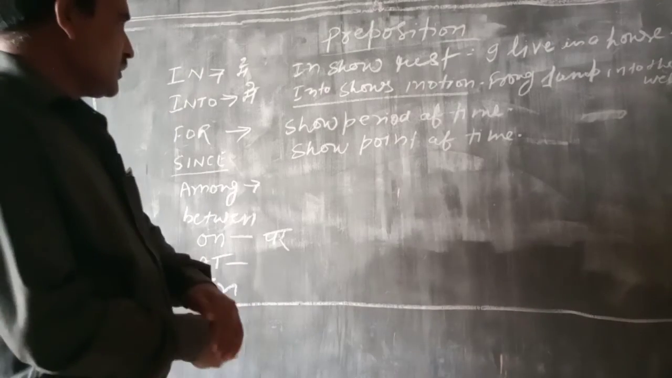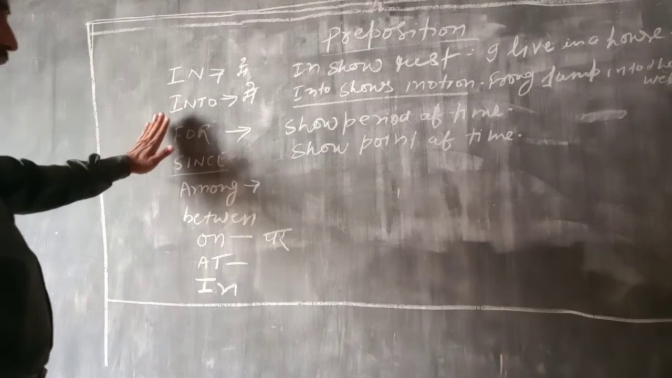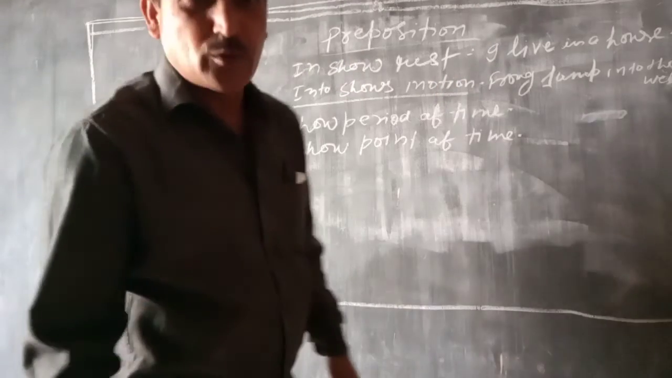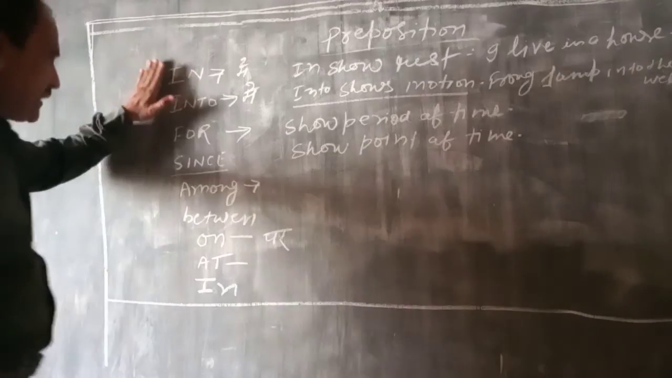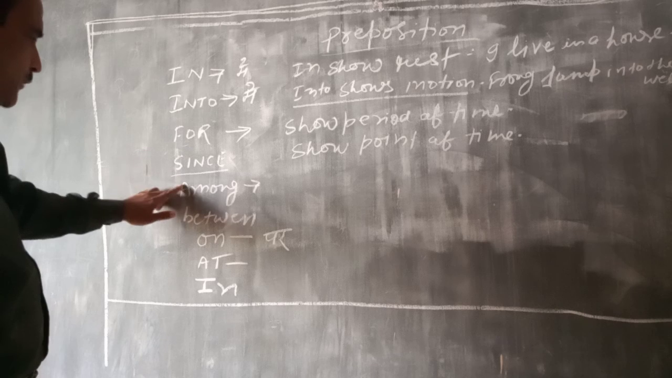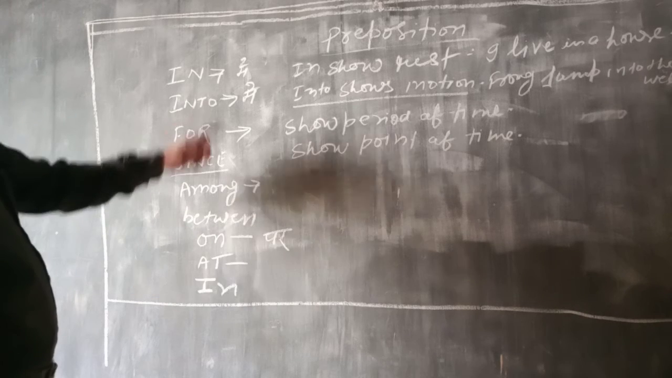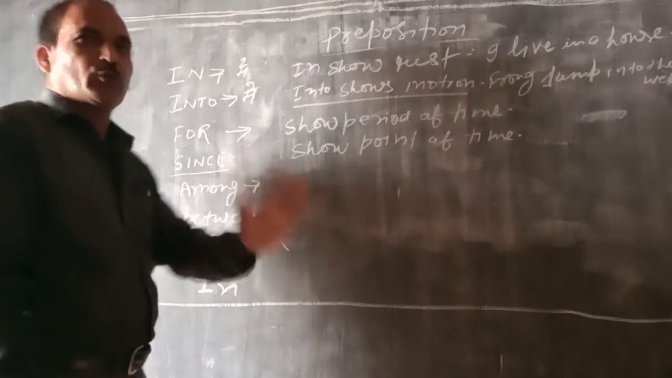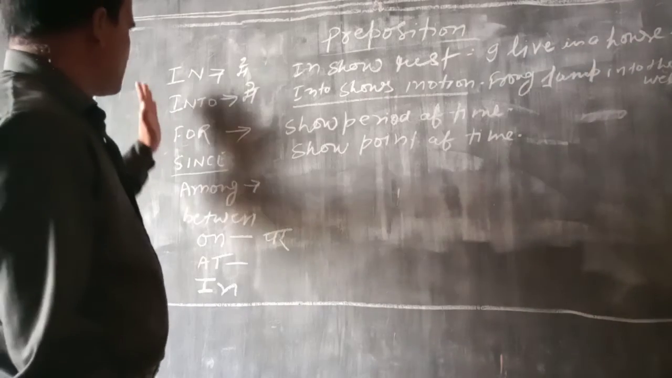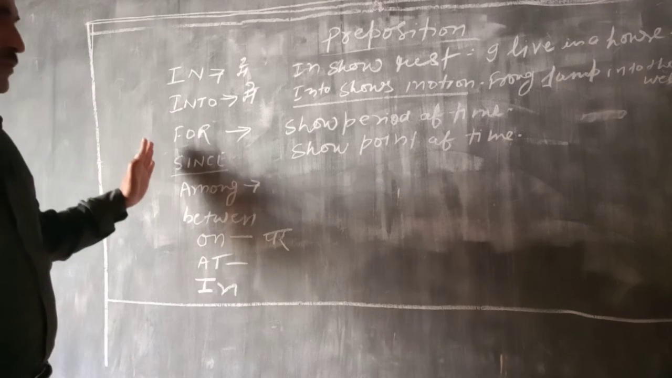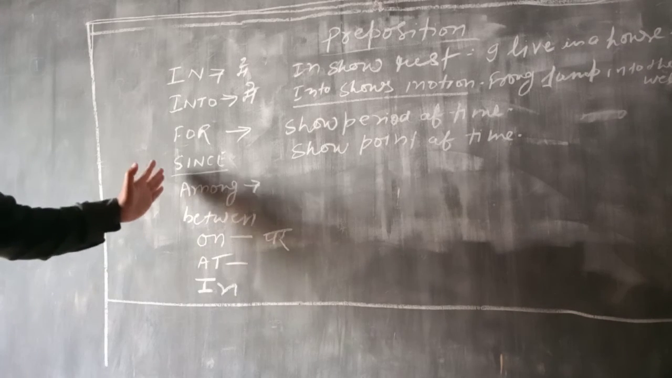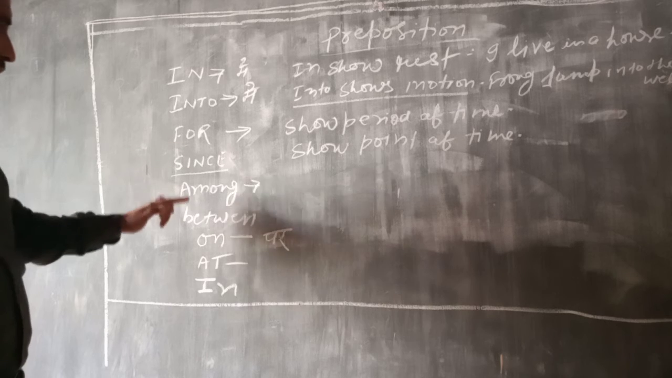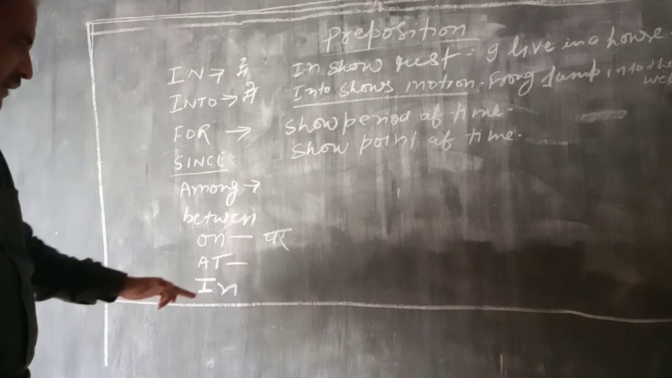And now, in the next classes, I am going to teach other things. Then all of you, it is your exercise work to do at home. You have to complete it at home. Then 1, 2, 3, 4, 5, 6, 7, 8, and 9. You have to prepare examples with your own mind. Write an example for each of the prepositions given here: in, into, for, since, among, between, on, at, and in.